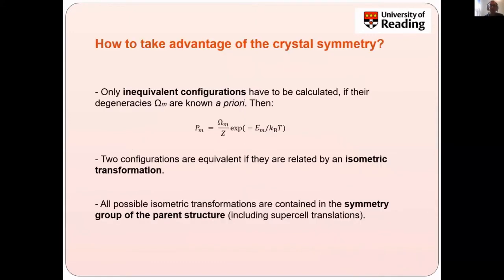The idea here is that you only need to calculate the inequivalent configurations. So if you now know the degeneracy of the configuration, which is the number of times that each configuration appears in the whole configurational space, the probability has to be multiplied by that degeneracy. And these configurations are found because equivalent configurations are always related by an isometric transformation in the lattice. So if you realize that all the isometric transformations in the lattice are contained in the symmetry group of the parent structure, including all the supercell translations, then you can easily figure out what the different ones are.